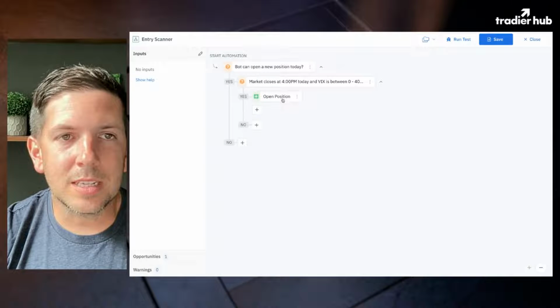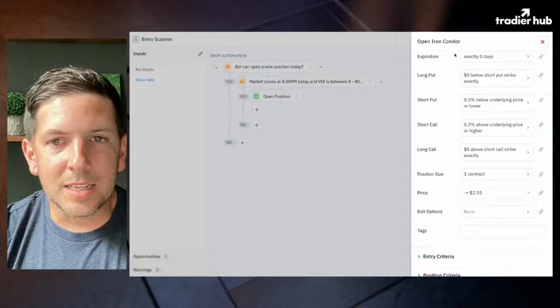Once you're good to go here, you just hit save. And then in your open position action, it does exactly what you wanted.